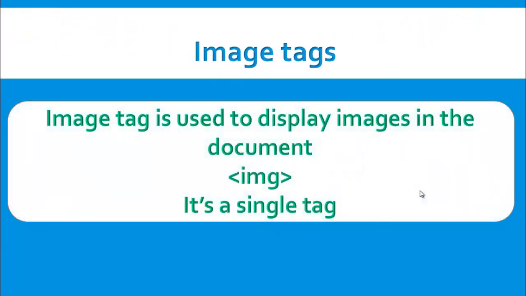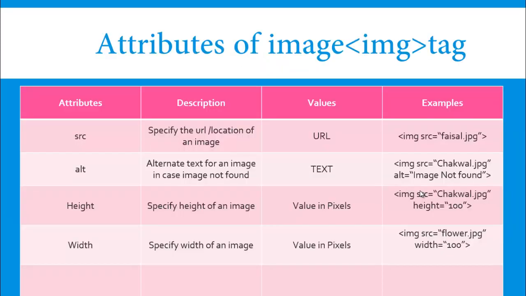So the image tag, how will we use it? The image tag is used to display images in a document. We will use this single tag, using these angle brackets. These are the attributes of images that we will use while creating our web page.